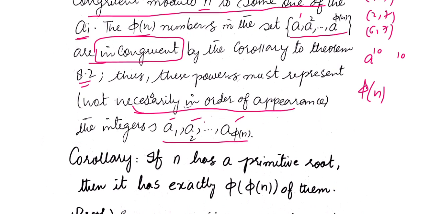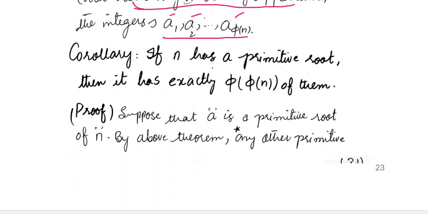Inshallah, in the next lecture, we will discuss a very important corollary related to this theorem, and I have actually already used this corollary in my previous lecture. This corollary says, if n has a primitive root, then the total number of primitive roots for n is given by phi of phi of n. In the next lecture, we will prove it.